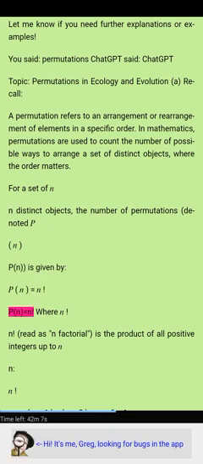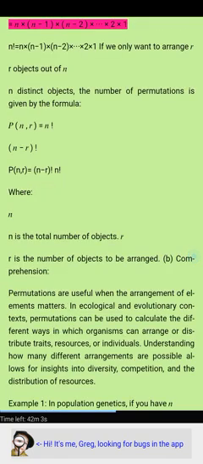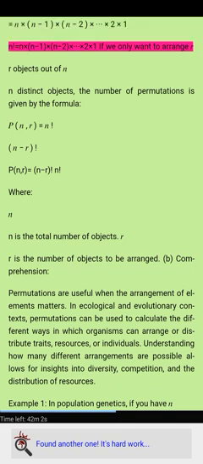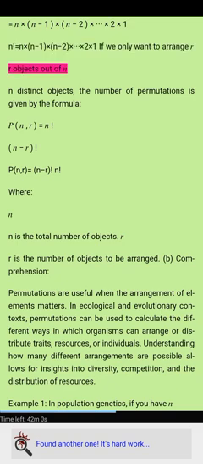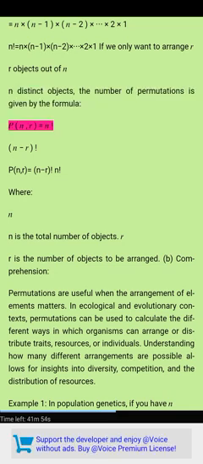P(n) = n!, where n factorial is the product of all positive integers up to n. n! = n times (n minus 1) times (n minus 2) times ... times 2 times 1. If we only want to arrange r objects out of n distinct objects, the number of permutations is given by the formula P(n, r) = n!/(n - r)!, where n is the total number of objects and r is the number of objects to be arranged.